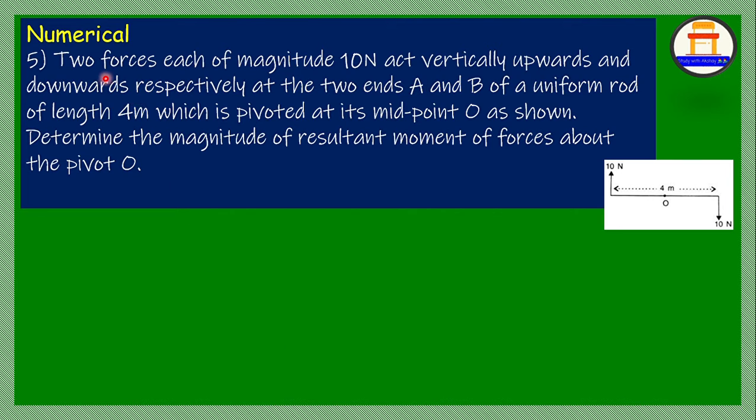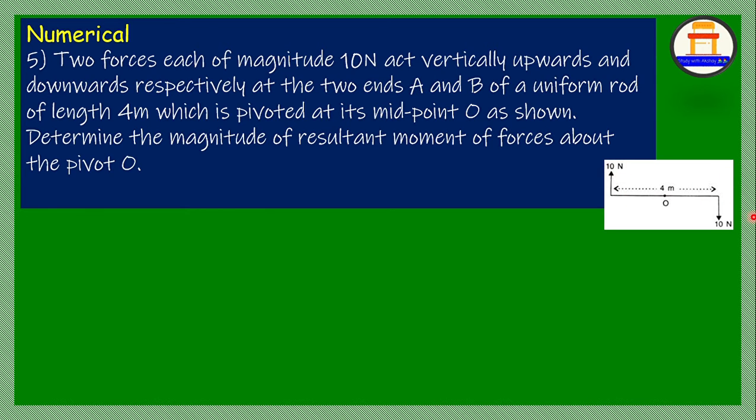Fifth question. Two forces, each of magnitude 10 Newton, act vertically upward and downward, respectively, at two ends A and B of a uniform rod. The length is 4 meters, and it is pivoted at the midpoint O, as shown in the diagram. Determine the magnitude of the resultant moment of force about the pivot O. So basically, this is a couple based sum. There are two equal and opposite forces, they are parallel, and they are not along the same straight line. That is the main property for using a couple over here.